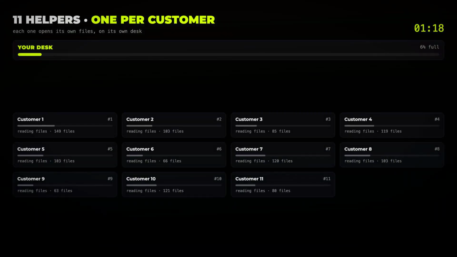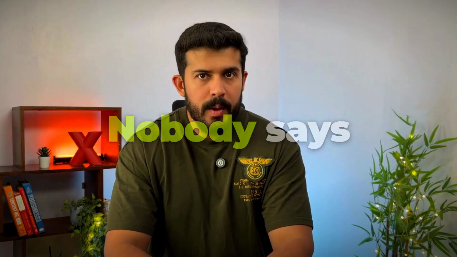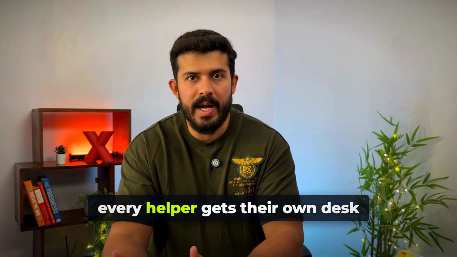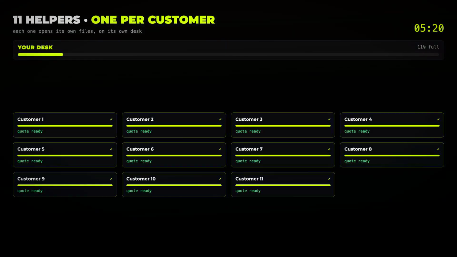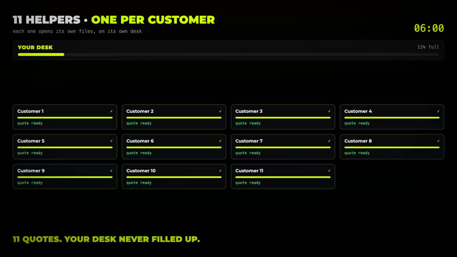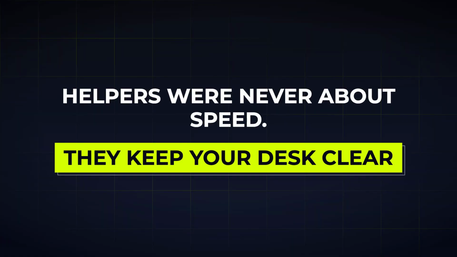Now, most people think helpers are about speed, and they are. But here's the part nobody says. Every helper gets their own desk. They read the 200 files on their desk, not yours. Then they come back and hand you one answer. So helpers were never just about being faster. They're how you keep your own desk clear.